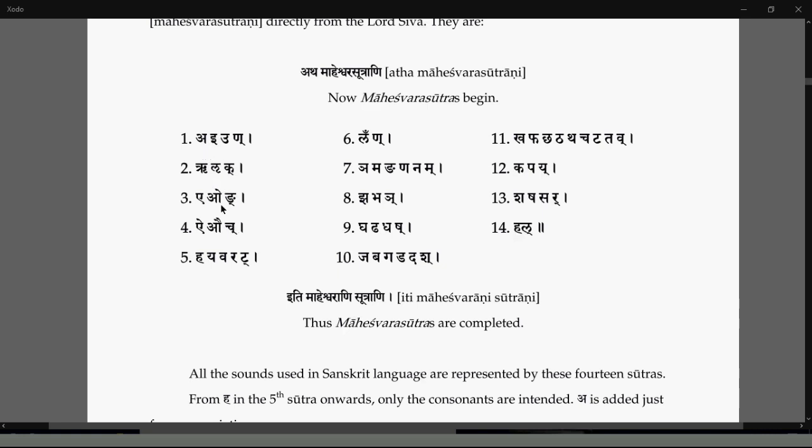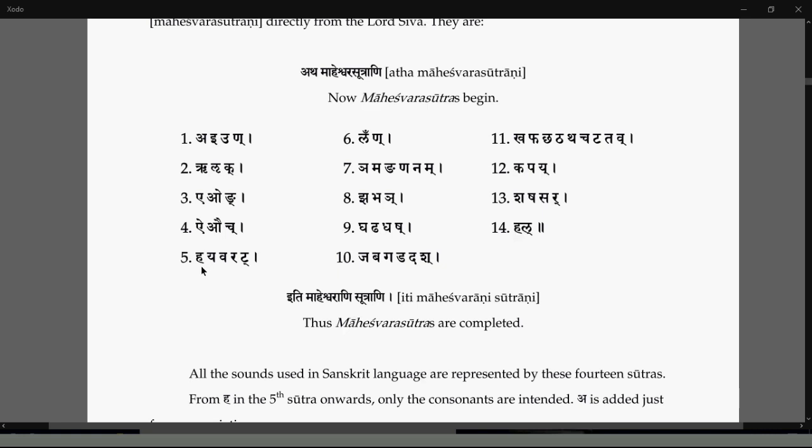So ach will include a, i, u, r, l, e, o, ai and au. These are all the vowels, they are included. Similarly, if I say ak, ak means a, i, u, r and l. Ik will mean i, u, r and l. Ec will mean e, o, ai and au. Similarly, eng will mean e and o only. This is how the short forms are formed.